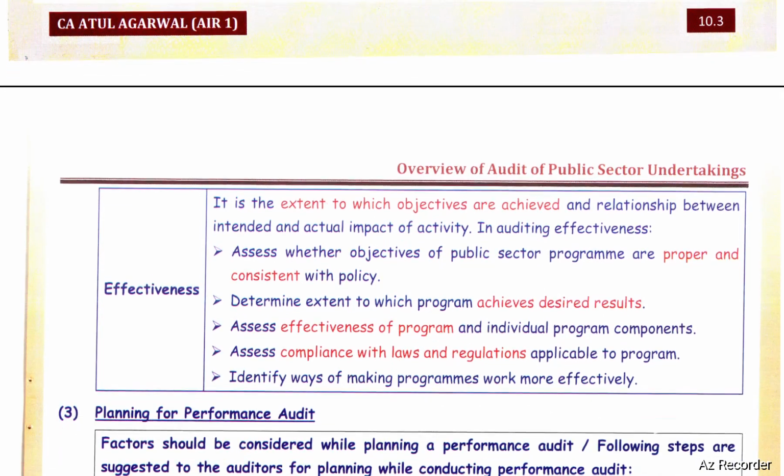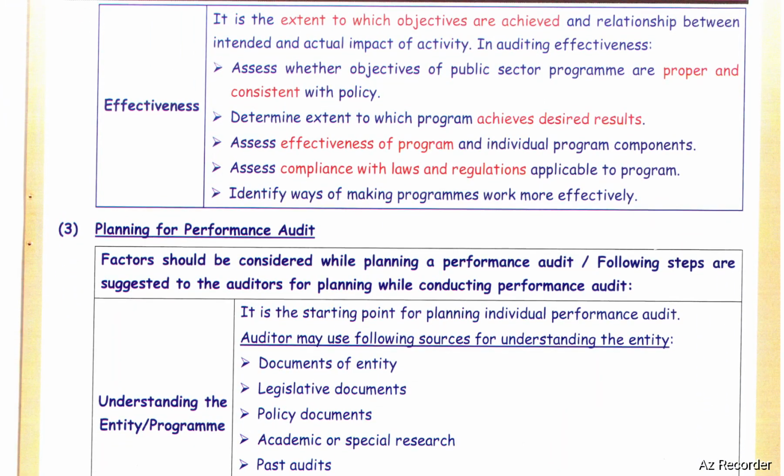Next, effectiveness. It is the extent to which objectives are achieved, and the relationship between intended and actual impact of an activity. In audit of effectiveness, assess whether objectives of the public sector program are proper and consistent with the policy, determine the extent to which the program achieves desired results, assess effectiveness of the program and individual program components, assess compliance with the laws and regulations applicable to the program, and identify ways of making programs work more effectively.